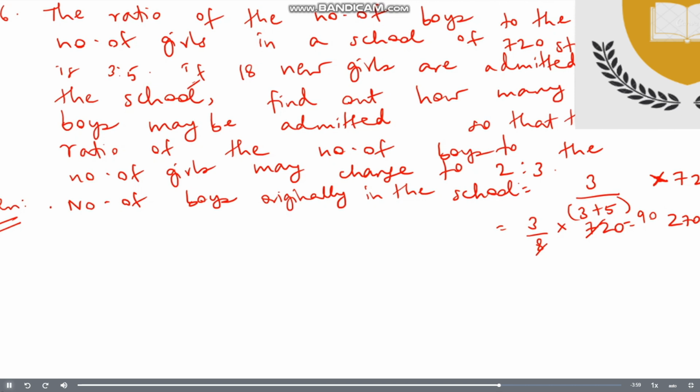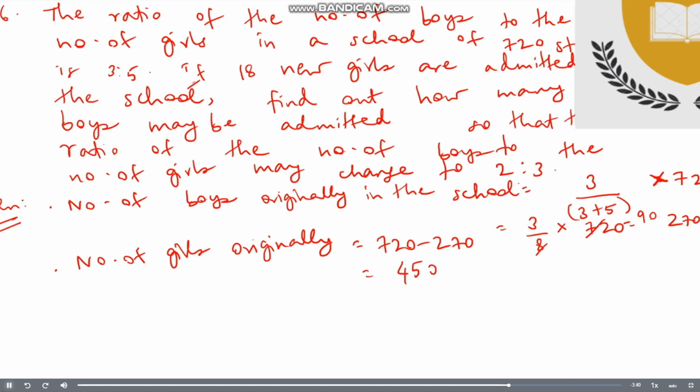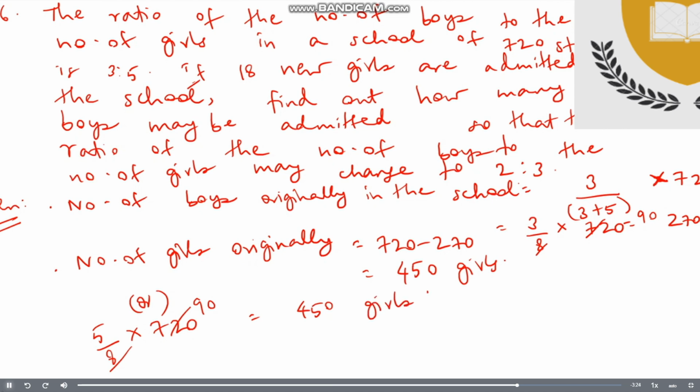Then, the number of girls: either I find the balancing figure by doing 720 minus 270, that would give me 450 girls, or I can also find out the number of girls by 5 by 8 into 720. These are the two methods in which I can find out the number of girls originally. Okay, till here it is clear.